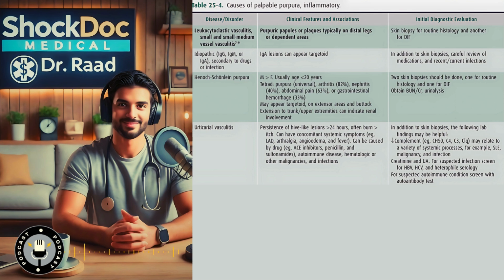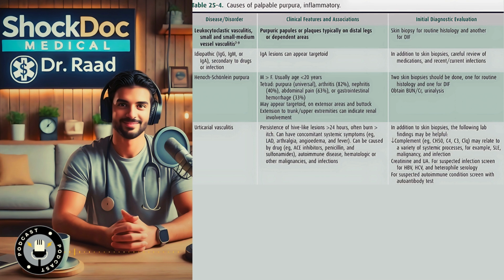These present as purpuric papules or plaques, typically on the distal legs or in dependent areas. A skin biopsy for routine histology and one for direct immunofluorescence, DIF, is key. LCV can be idiopathic, drug-induced, or secondary to infections. Henoch-Schonlein purpura, HSP, usually seen in patients under 20 years with a male predominance.